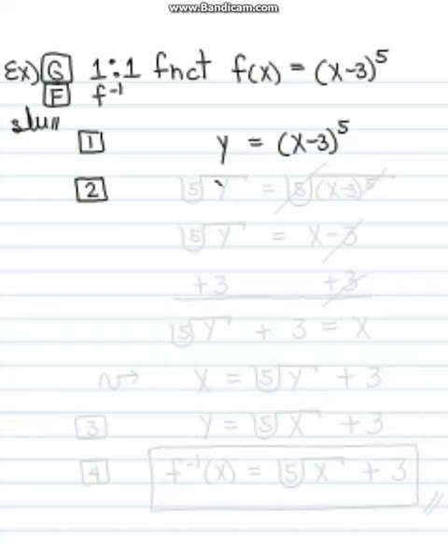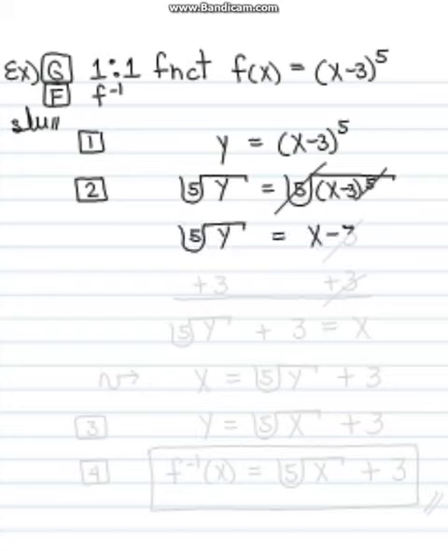Take the 5th root of the left side, and that's equal to the 5th root of the right side. And on the right side, we have the 5th root and the 5th power canceling one another because they are inverse operations of each other. That's exactly why we took the 5th root. We're trying to get rid of the 5th power. That leaves us with the 5th root of y is equal to x minus 3.